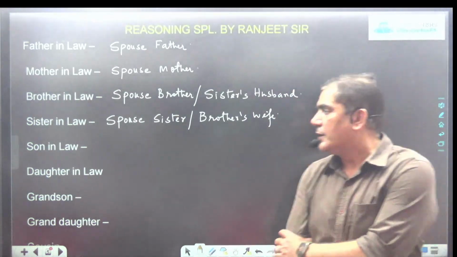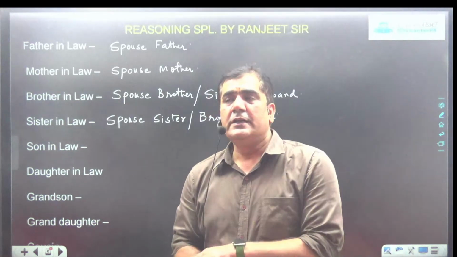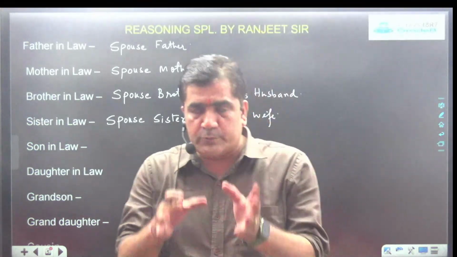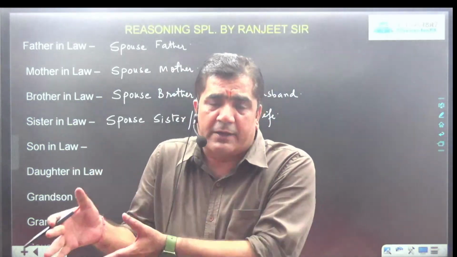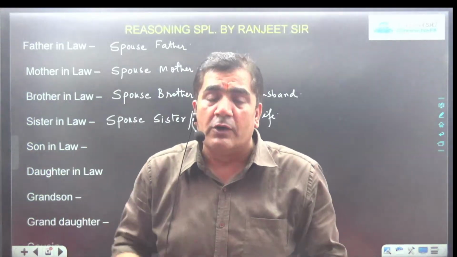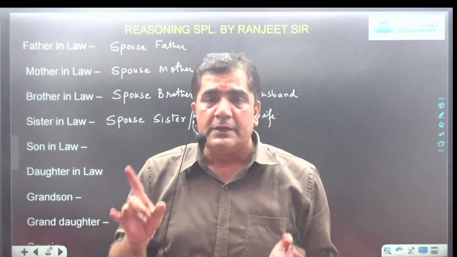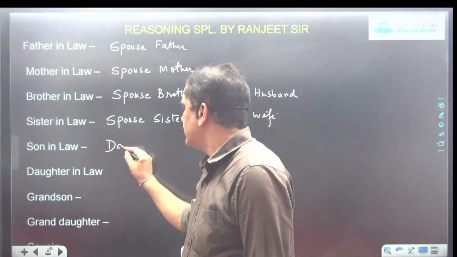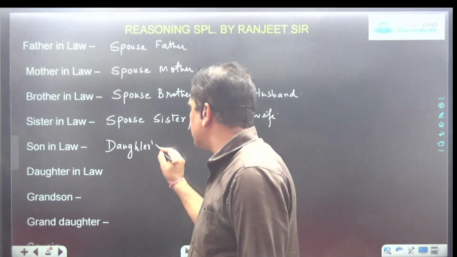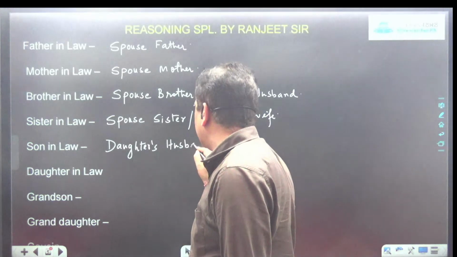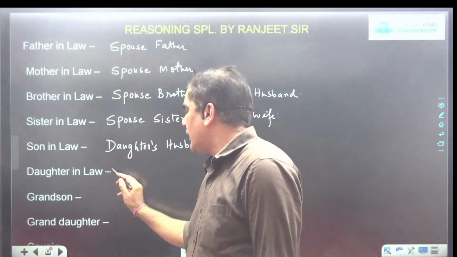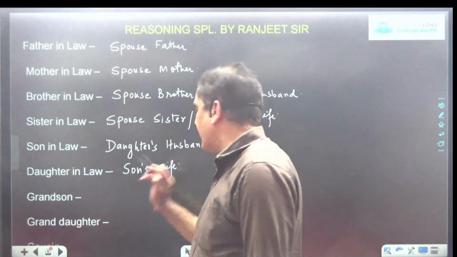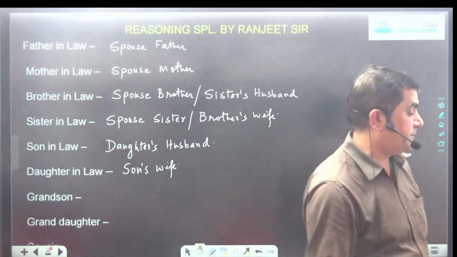Clear? Next one. Who will be called as son-in-law? Son-in-law is nothing but my daughter's husband. Whomsoever is going to be my daughter's husband is going to be my son-in-law and I will be his father-in-law. My daughter's husband will be my son-in-law. And who will be daughter-in-law? Daughter-in-law is nothing but my son's wife. The wife of my son will be called my daughter-in-law.